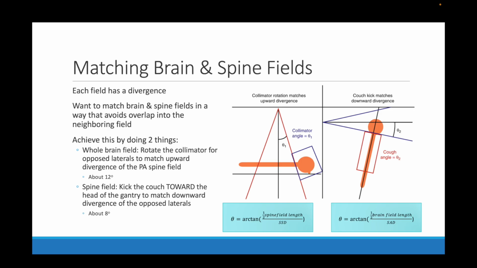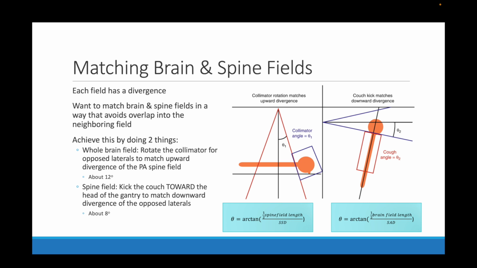So we've thought about our fields, we've thought about where we're going to place the isocenter. Now, the most complicated part of all of this is probably matching the brain and the spine fields. Because remember, the brain we're treating with opposed laterals, and that's going to have an inferior divergence into what we're treating with the spinal field. And then the spine we're treating with a PA field, and that's going to have kind of this upward divergence into the whole brain field. So we want to try to minimize the overlap between our brain opposed laterals and our spine PA field. So how do we do that?